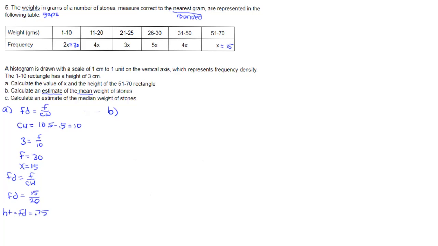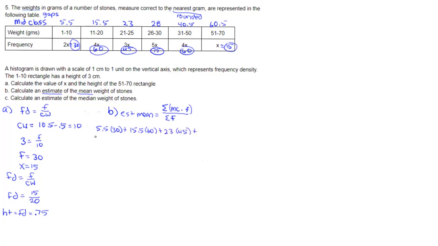Now in part B, they want us to estimate the mean. So what we're going to do is sum up all the mid-class values times their frequencies and divide by the sum of all the frequencies. So all we've got to do is find the average of the boundaries to find our mid-class values, and then multiply all these numbers times x to get our frequencies, and we've got the information we need. And I would suggest that you always at least write this part out. I wouldn't show every calculation, but this shows that you understand the method.